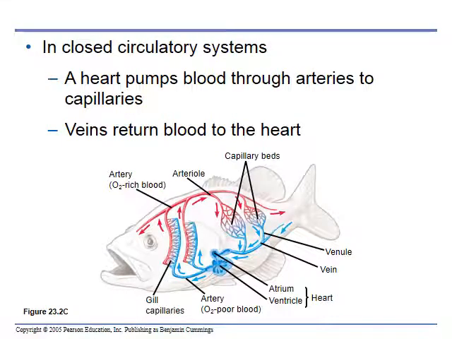A closed circulatory system is what we have, and the heart pumps blood through the arteries and capillaries, and then the veins return it to the heart. So everything stays within some plumbing there.